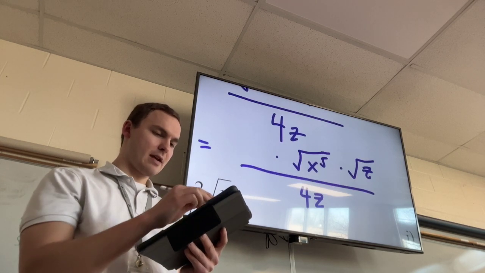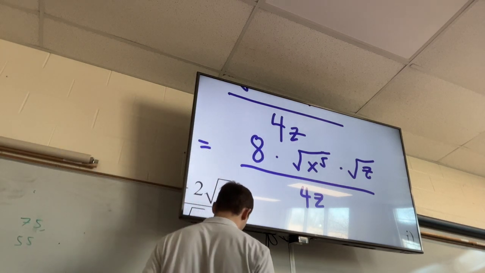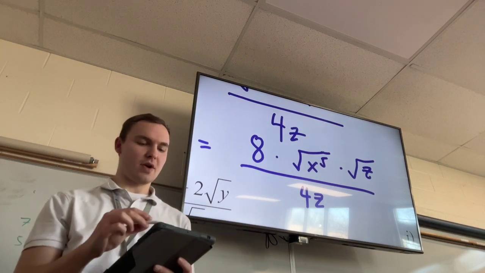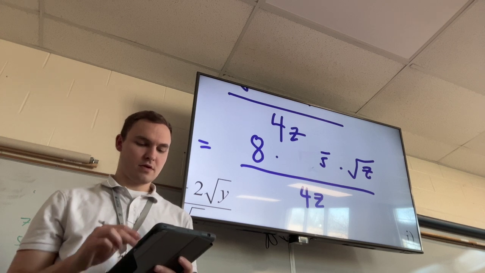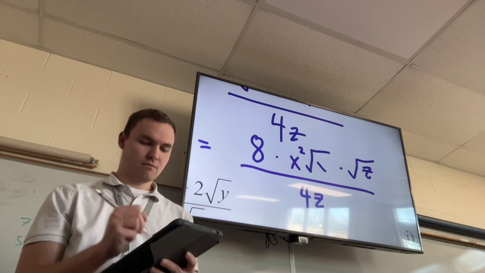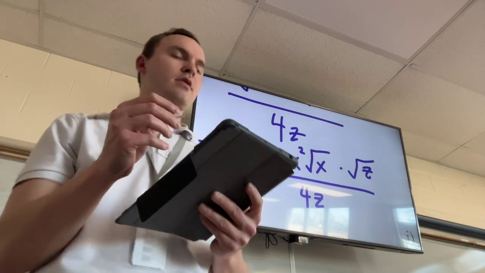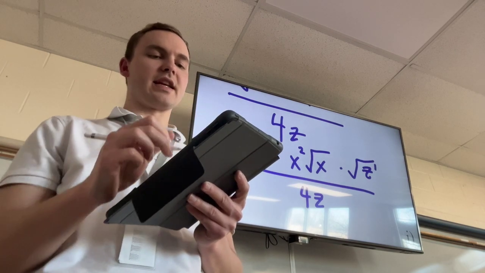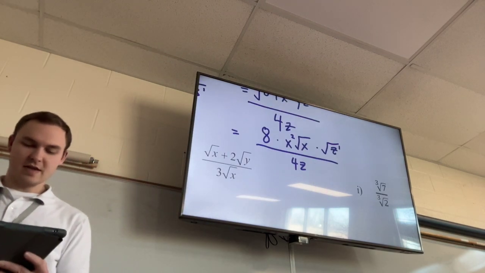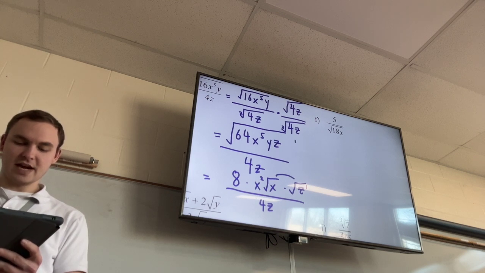So I'm going to erase that and put an 8. What does square root of x to the 5th become? Yeah, so 5 divided by 2 is 2 remainder 1, right? So it's going to become x squared root x. All right? And then root z, can I simplify that? No, right? Its inside number is smaller than its outside number. All right, and then multiply these two together. So your final answer is 8x squared.